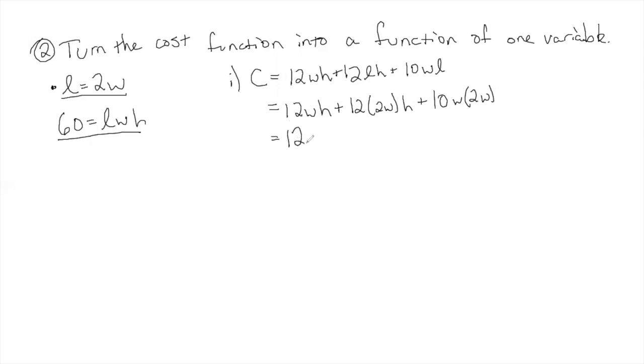Okay, so I have 12WH plus 24WH plus 20W squared. So this is equal to 36WH plus 20W squared. Great. Problem is, this still isn't in one variable. There were 3 variables floating around. I got rid of 1. There's no more L's in this, but H is still here. That's a little annoying because I don't know how to differentiate something with more than one variable. There's not an easy way.